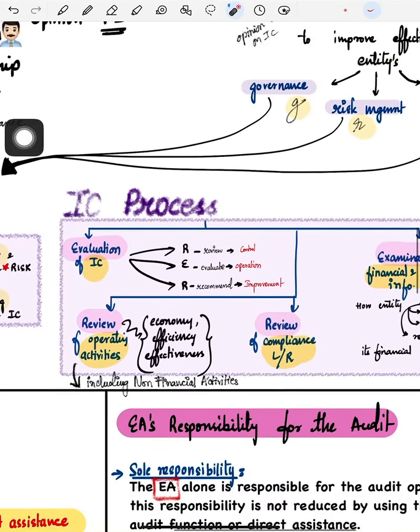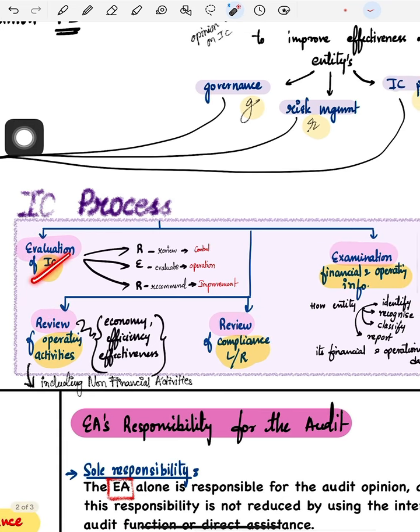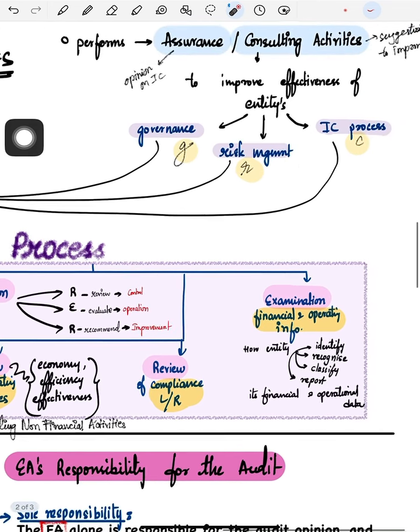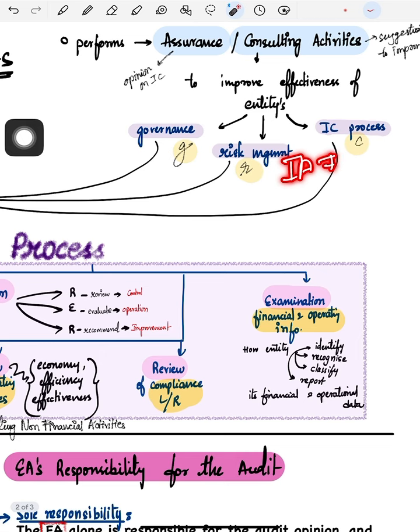Then the third one that we have is the internal control process. Under this we have a lot of small sub-points, so let us understand each one of them. The first one is evaluation of internal control. Under the internal control process, the internal audit department will help the entity to improve the effectiveness of the entity's internal control process.